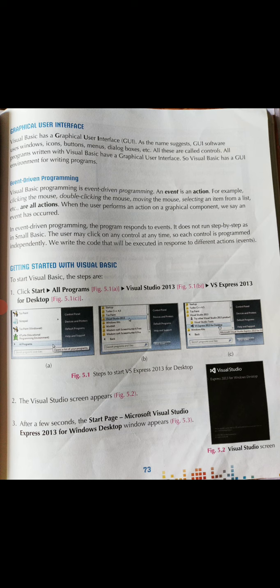Then you will move to Visual Studio 2013. You will get the option there, Visual Studio 2013. You are going to click it. Then you are going to click VS Express 2013 for desktop. Clear? You are going to click all these options first. Then we are going to move to your step 2.